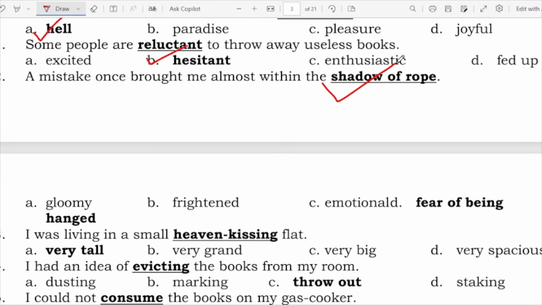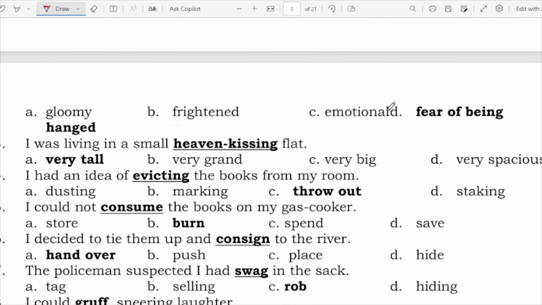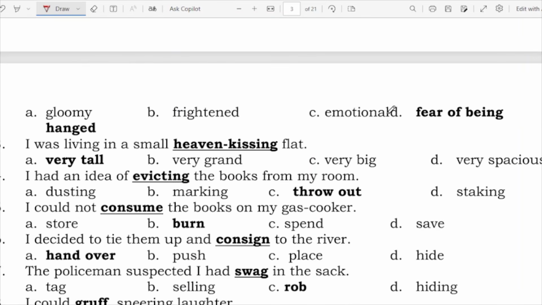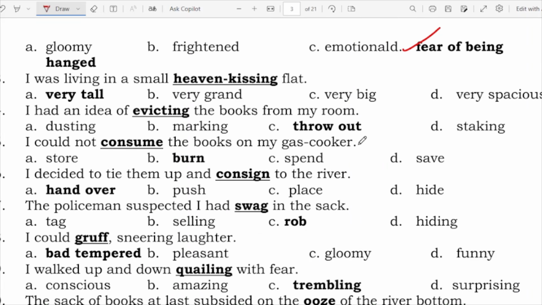And now these MCQs are from On Destroying Books. This is also a very important and very easy essay. Number 43, and here we have the shadow of the rope, that is the feeling of being hanged, the gallows. I was living in a small, heaven-kissing, very tall, very high flat. I had an idea of evicting, throwing out the books.